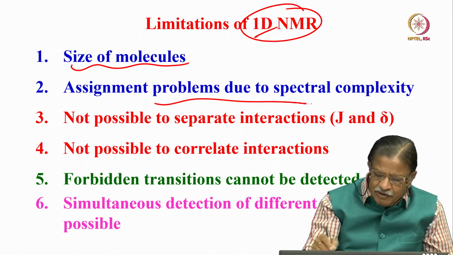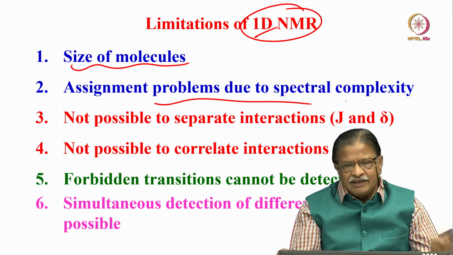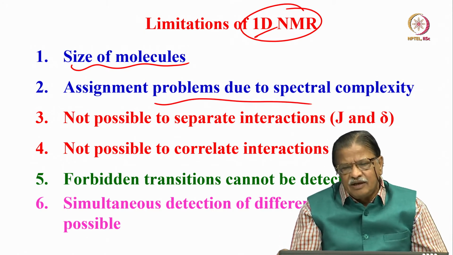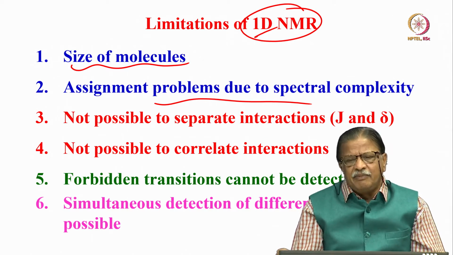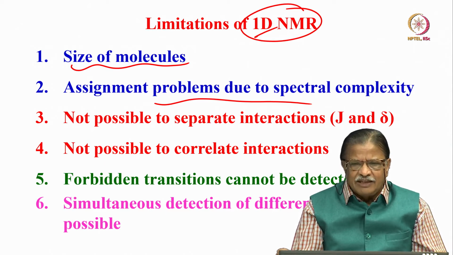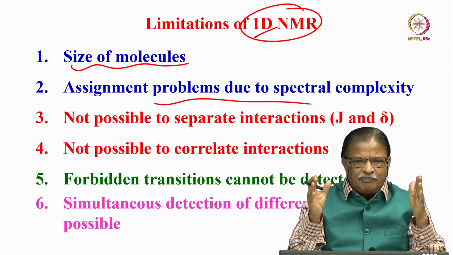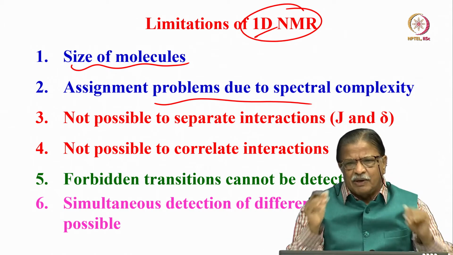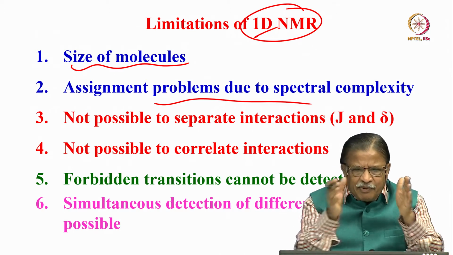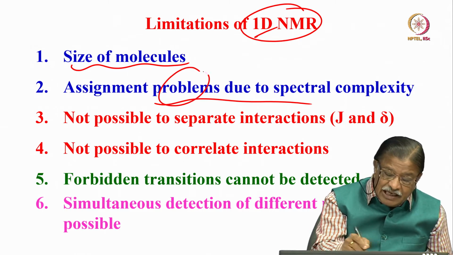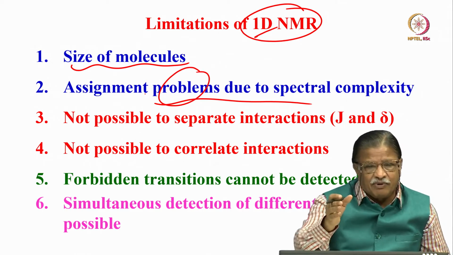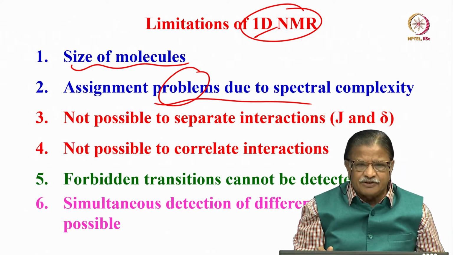Similarly, there is an assignment problem due to spectral complexity. As I said, when there are n number of spins present, let us say when I have several chemically inequivalent protons, if I want to take the NMR spectrum of that in the 0 to 10 ppm range, you will have lots of spectral complexity. So many peaks are overlapped, it is very complex to analyze. And assigning each particular peak to a particular proton is going to be a challenging task.